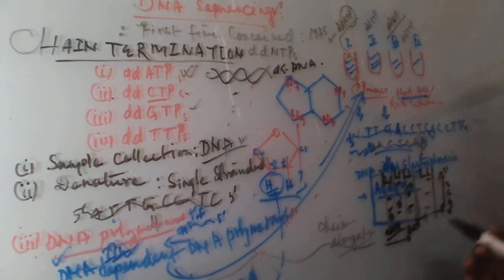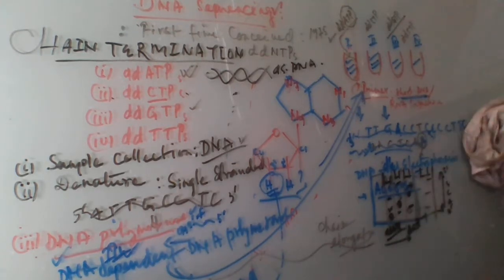So it is a very useful concept conferred by Frederick Sanger in 1977. Probably this concept has revolutionized our molecular biology, because everything is gene dependent in molecular biology, and if you can sequence every gene, you can manipulate it, and then you can do tremendous work.